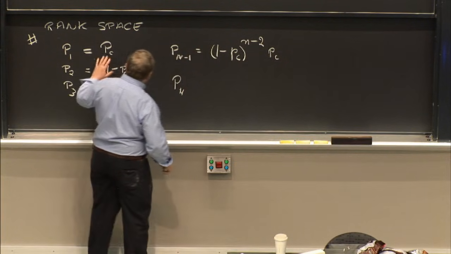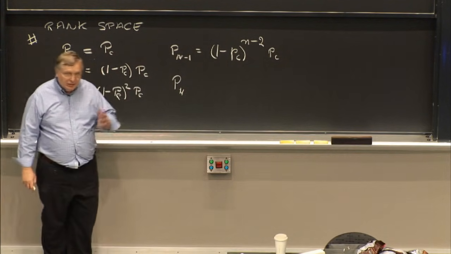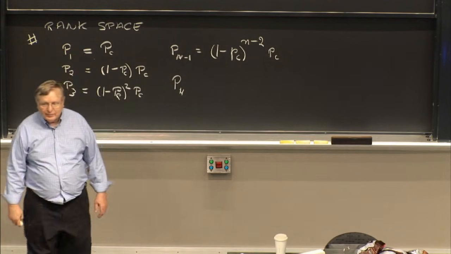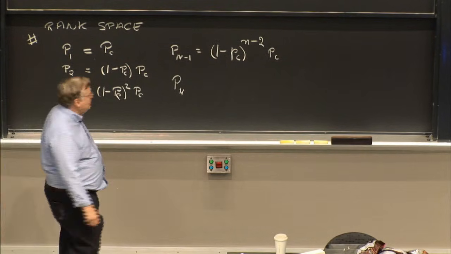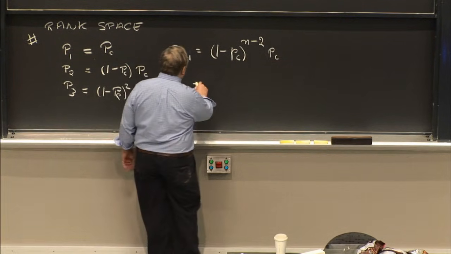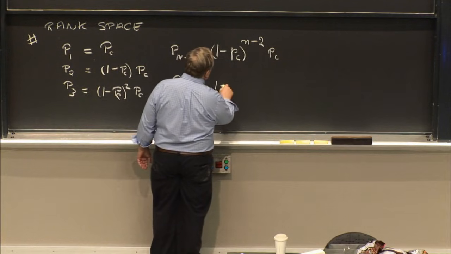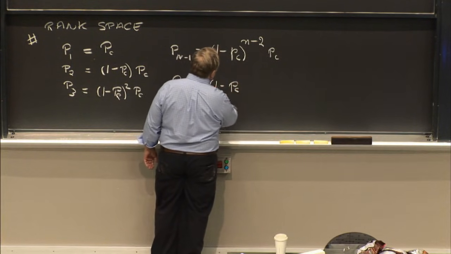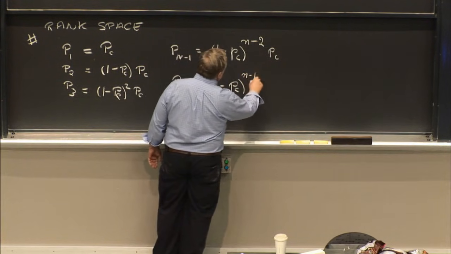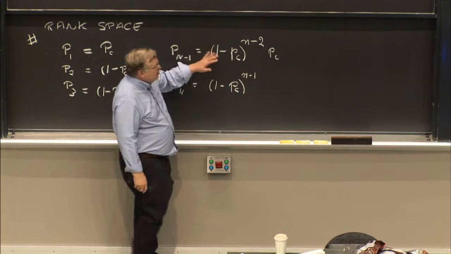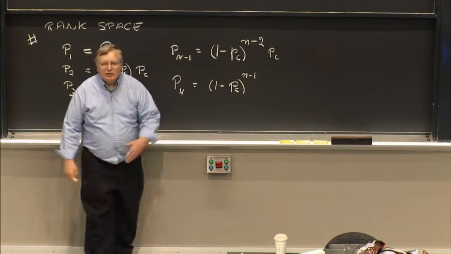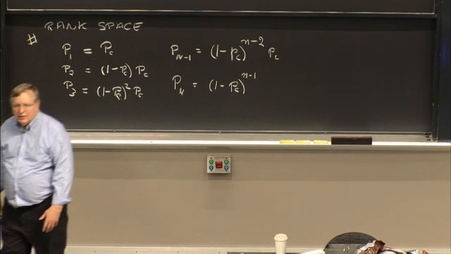And then there's only one individual left. I mean, if you've gone through all these guys and haven't got anybody selected, then you've got to select the last guy. And so the probability you're going to select the last guy is going to be (1 minus p sub c) to the n minus 1. So it's the probability you've missed all of those guys in the first n minus 1 choices.